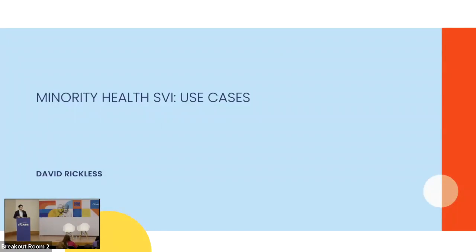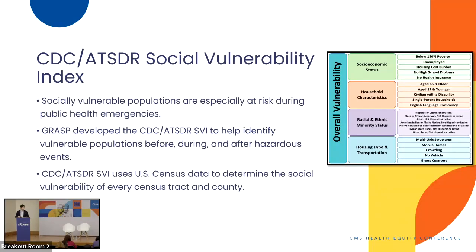So now I'm going to get into a few specific use cases for the Minority Health SVI. And we'll start by talking about use cases for indices like this broadly. So the CDC ATSDR SVI, as I said, focuses on socially vulnerable populations during public health emergencies. Importantly, it uses census data, which is publicly available, and is designed so that it can be extended and customized by different groups who want to use it for specialized purposes. And it was developed by CDC and the Agency for Toxic Substances and Disease Registry, and that's who currently manages it.